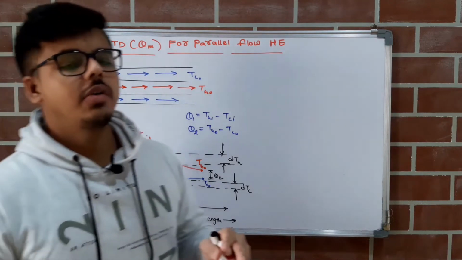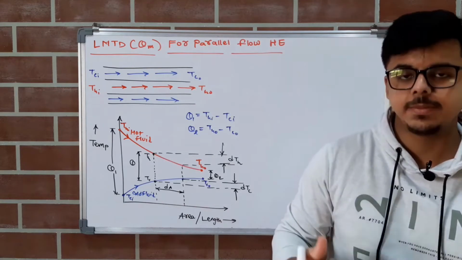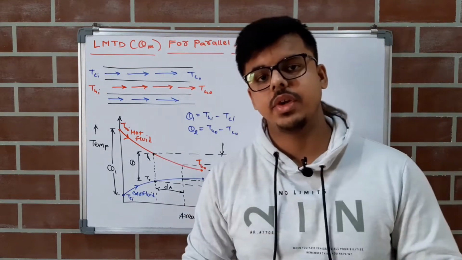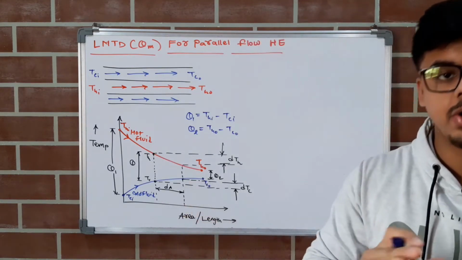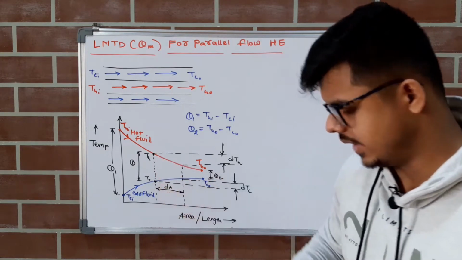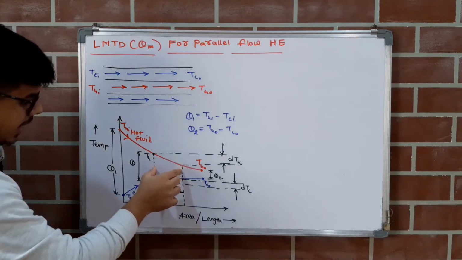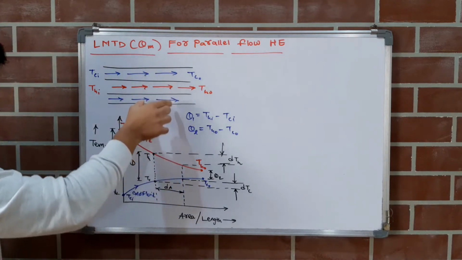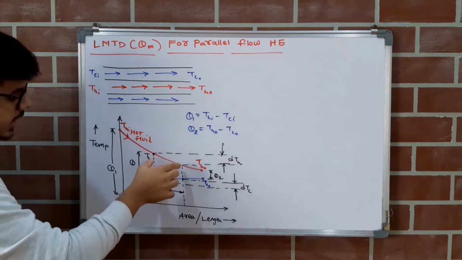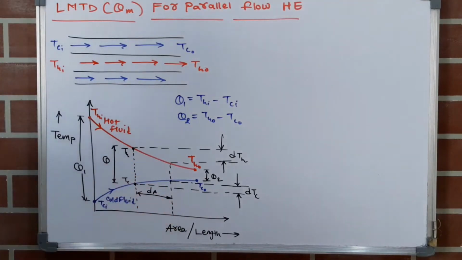So now how will we start our derivation? As we know, when we derive an expression for a system, we consider an elemental part of that system. In the same way we will consider an elemental area dA. You can see here we have considered this elemental part of the heat exchanger, and that is represented on the graph. So this is the elemental part dA.